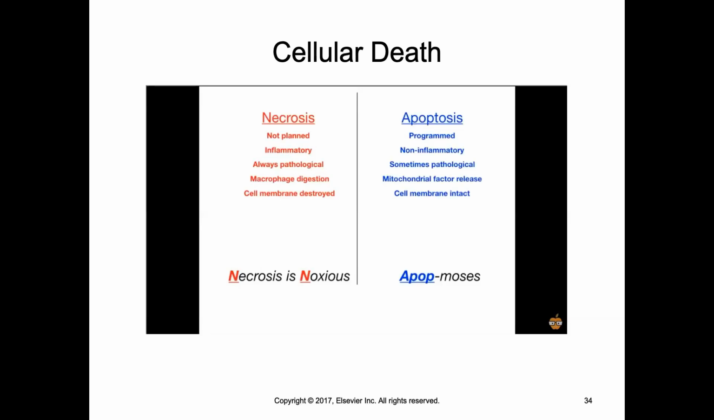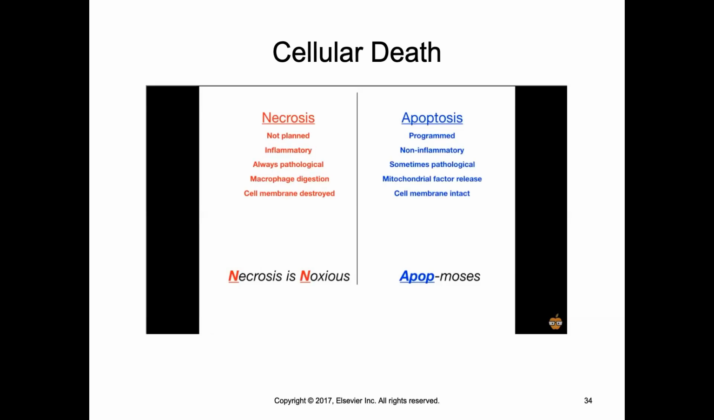Look at the themes here. It's not planned. It's marked by inflammation, always pathological. Things are being digested by macrophages, and we're destroying cell membranes. Those are all bad and kind of extreme terms when it comes to killing tissue. But apoptosis, on the other hand, is programmed, so it's intended. It's not inflammatory. It's usually a good thing. Only sometimes is it pathological.